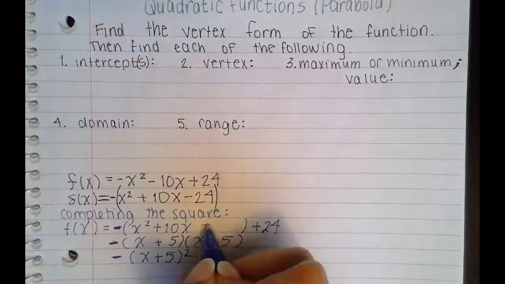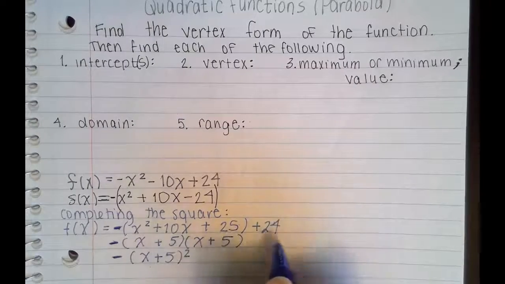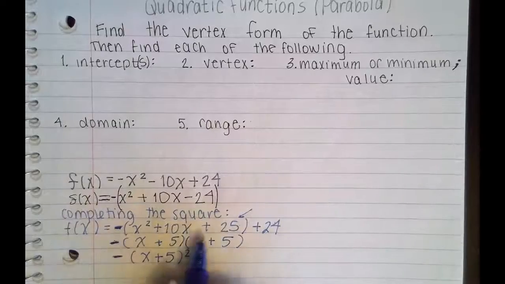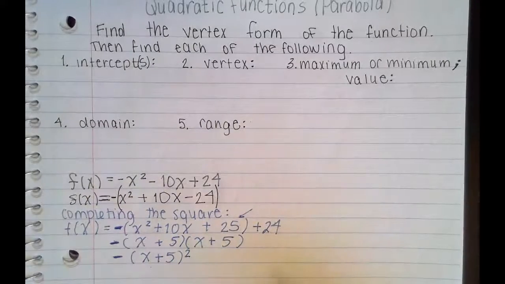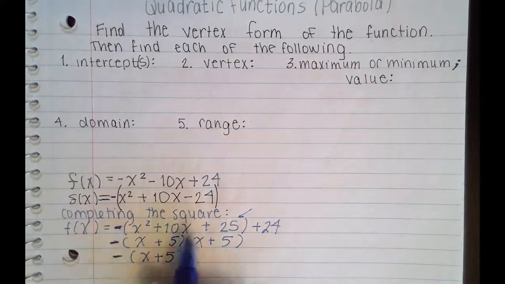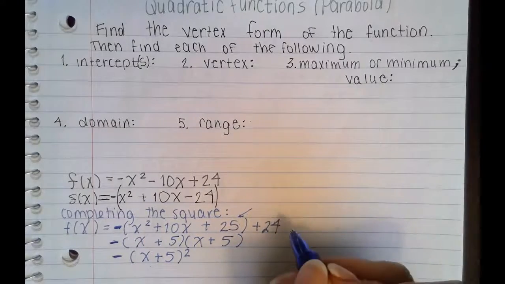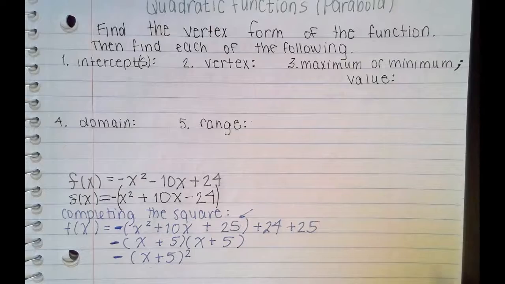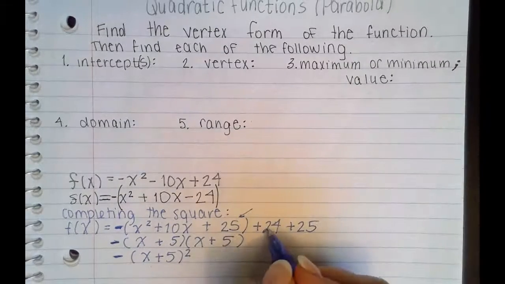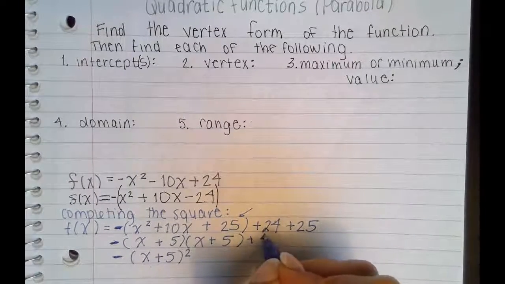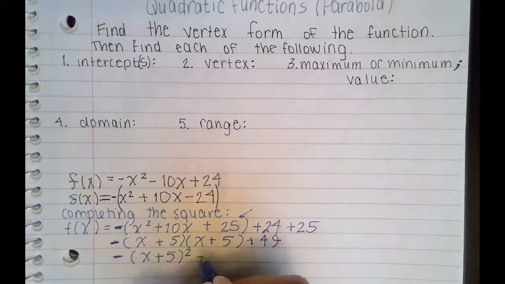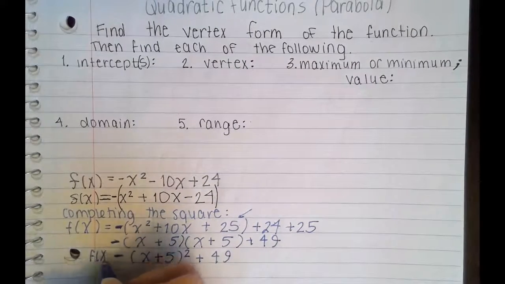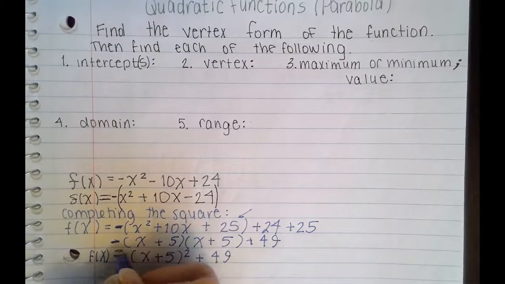So essentially I'm adding this random amount of 25 to the problem that's actually a negative 25. You're not really supposed to do that. So if I'm really adding a negative 25, I also have to add a positive 25 to balance things out. So 24 plus 25 gives me 49. So I have now, vertex form.